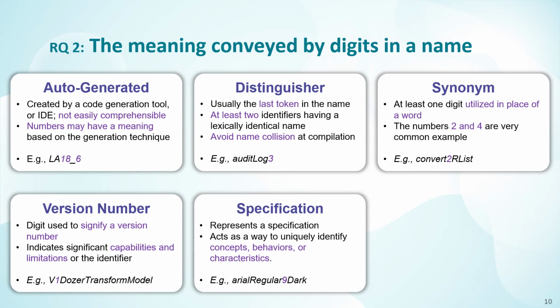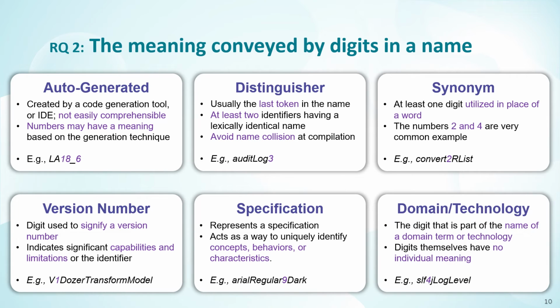Under the specification category, developers utilize digits to represent some type of specification or behavior or even characteristic related to the functionality of the system. For instance, the size of a font. Finally, it is also possible that a digit is part of a domain term or technology name. In the example, the attribute self for J log level is associated with the functionality related to the self for J API.